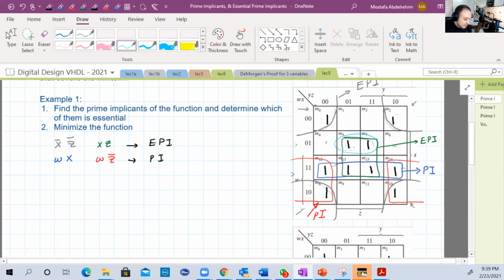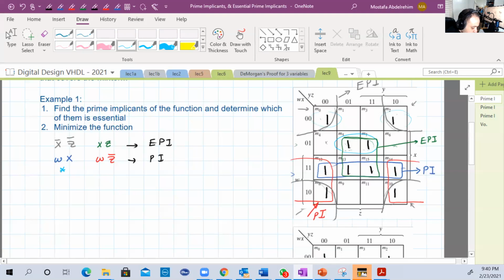If we exclude the green prime implicant, which is an essential prime implicant, these two ones will not be covered. If we exclude the gray essential prime implicant, these two ones will not be covered. But how about if we just remove the blue one? If we remove the blue one, remember, all its ones are contained in other groups. So we can safely remove the blue essential prime implicant without any problem.